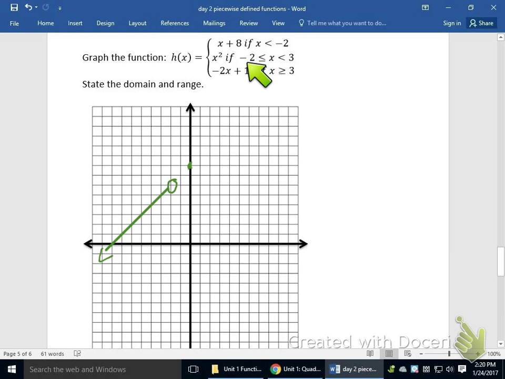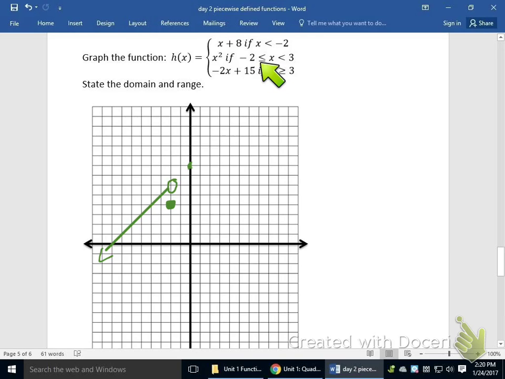Now I'm going to do x squared if the x values are between -2 and 3. For this one, I think it's easiest if you just start plugging these values in and do it with a table of values. So I see that x can be -2, so -2 squared is 4. So (-2, 4) is going to be on my graph, right here. And that will be a filled in circle, by the way, since it was equal to.